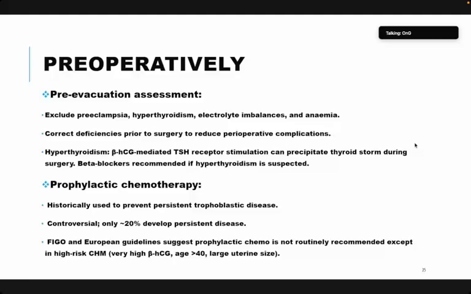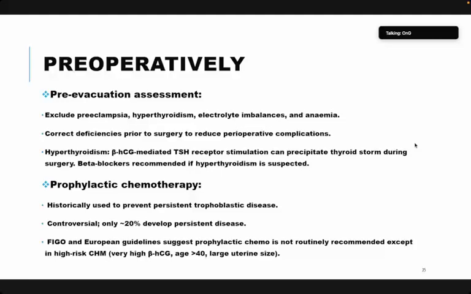So you need to exclude all the clinical features that I said they may present with and correct whatever abnormality you have, more especially with hyperthyroidism, because I did say it can precipitate a thyroid storm, which has detrimental effect, and the anesthetists need to know about it. And you need to give a beta blocker if hyperthyroidism is suspected.